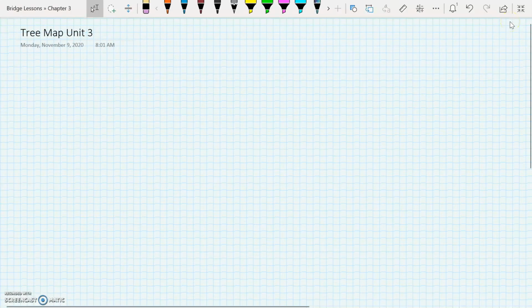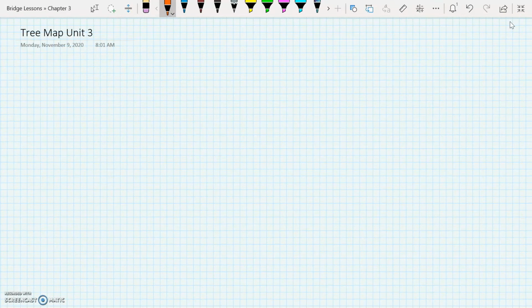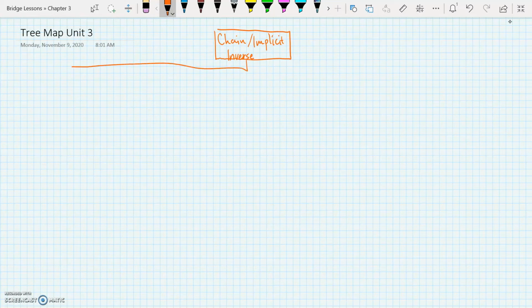So this is a review of Unit 3 in Calculus. Unit 3 was chain rule, implicit differentiation. It also had inverses in it. So it's kind of like more derivatives is what Chapter 3 is about. So the first topic is definitely chain rule.